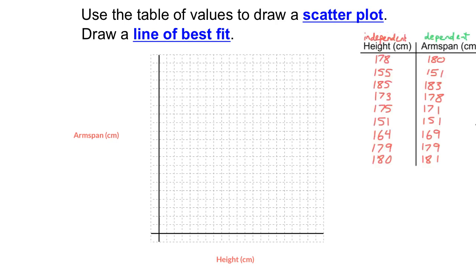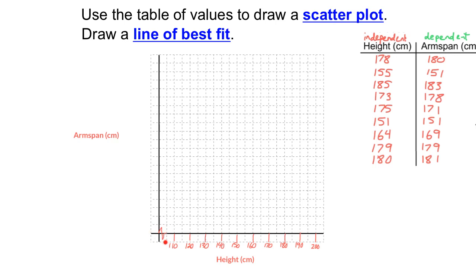As a reminder, I've just put the table of values off to the side so we can see it. If we look at my table of values here, for height, my lowest value is 151. My highest value looks like 185. So I would want to make sure that I have enough space on my x-axis to fit all of those values. Another thing you can do is you can skip some values.